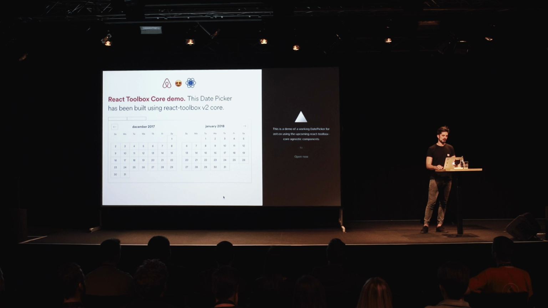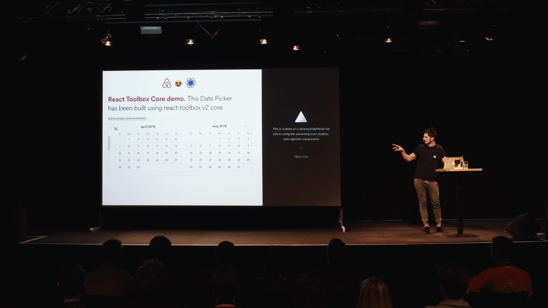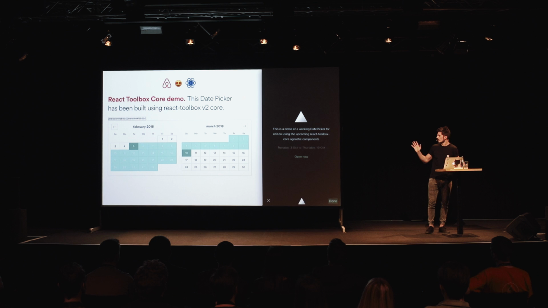So I extracted all the logic from that component, and I built what you're seeing there. On the left side, what you see is the Airbnb style date picker, and it is using all the logic that is in React Toolbox, okay? Two months and everything. But on the right side, what you're seeing is a React Native app running a React Native date picker that is using the exact same API, the exact same component on both sides.